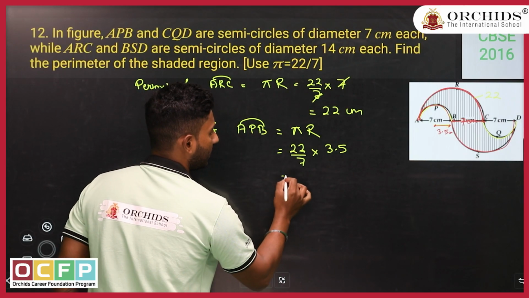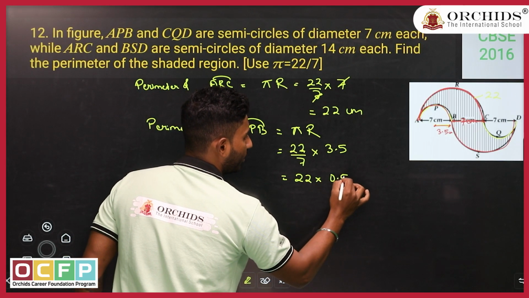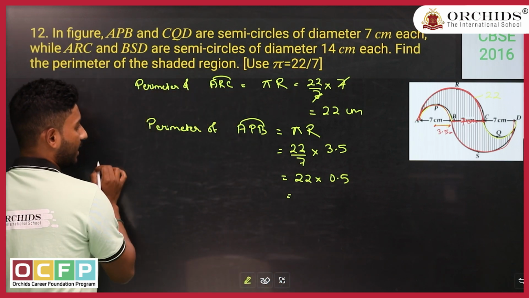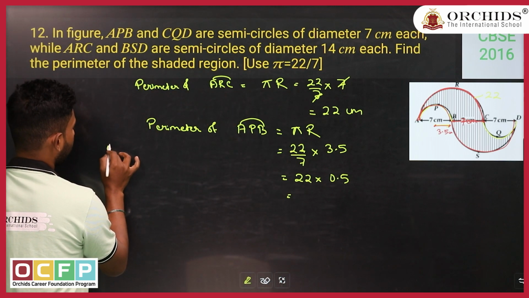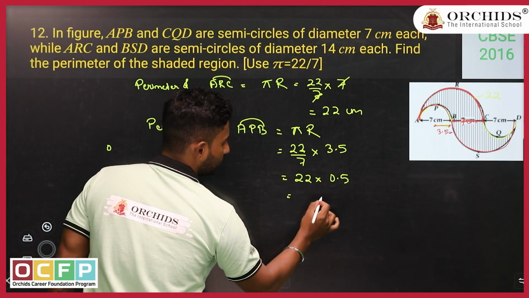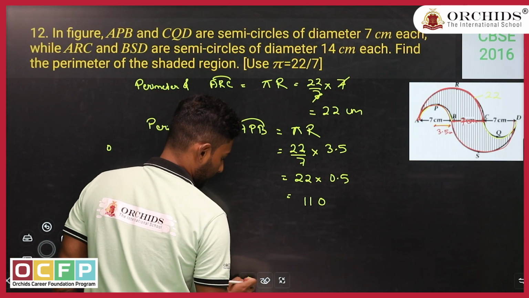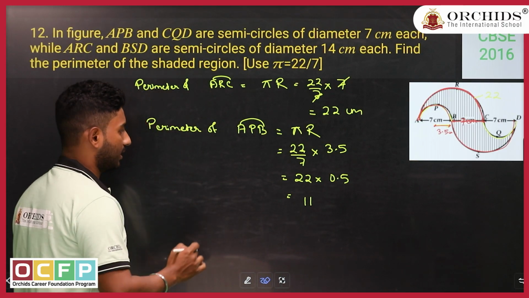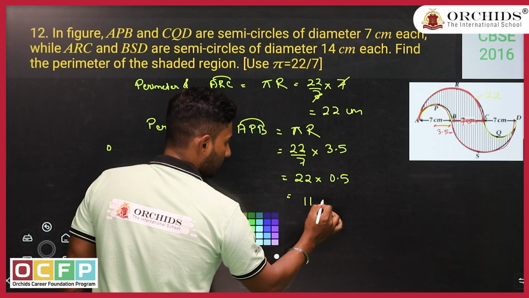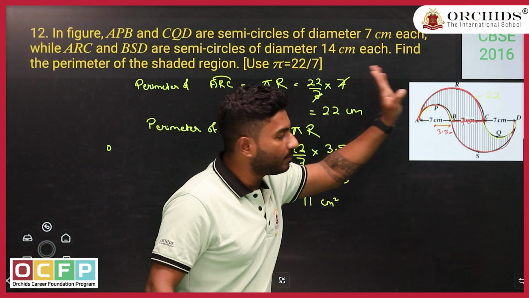3.5, sorry. Yes, so 22 into this one becomes 0.5. So if I multiply 22 into 0.5, we get 11. So 22 into 0.5 is 11 centimeter square. So we got the area of APB as well.